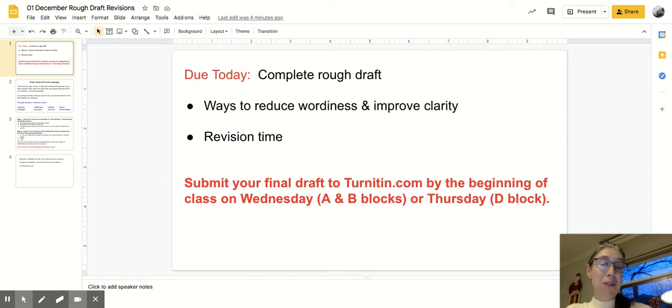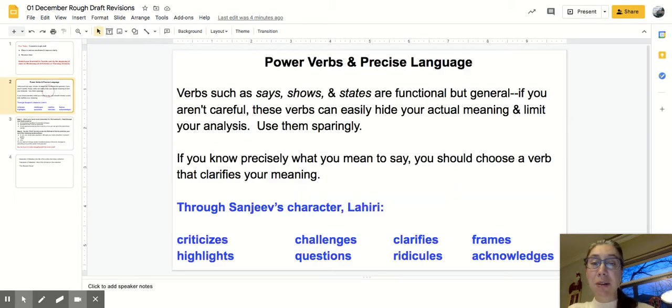And so you're looking for a final draft. A and B blocks, your final drafts are due on Turnitin by tomorrow at the beginning of class. D block, you guys have until Thursday because our class doesn't meet tomorrow. So just a couple things to remind you.